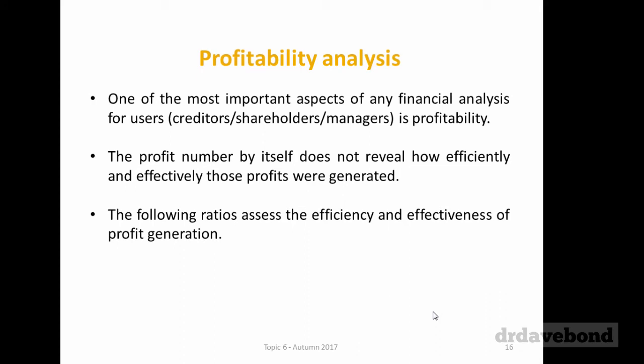Yep, so profit is an important thing. The profit number by itself doesn't reveal how efficiently and effectively those profits were generated. If we go back to the Woolworths profit figure from continuing operations in 2016, $840 million. If you just get told that you have a business and it made $840 million, that sounds awesome. Then you get told that that same business made $2.3 billion the year before. That 840 suddenly doesn't start to sound so good.